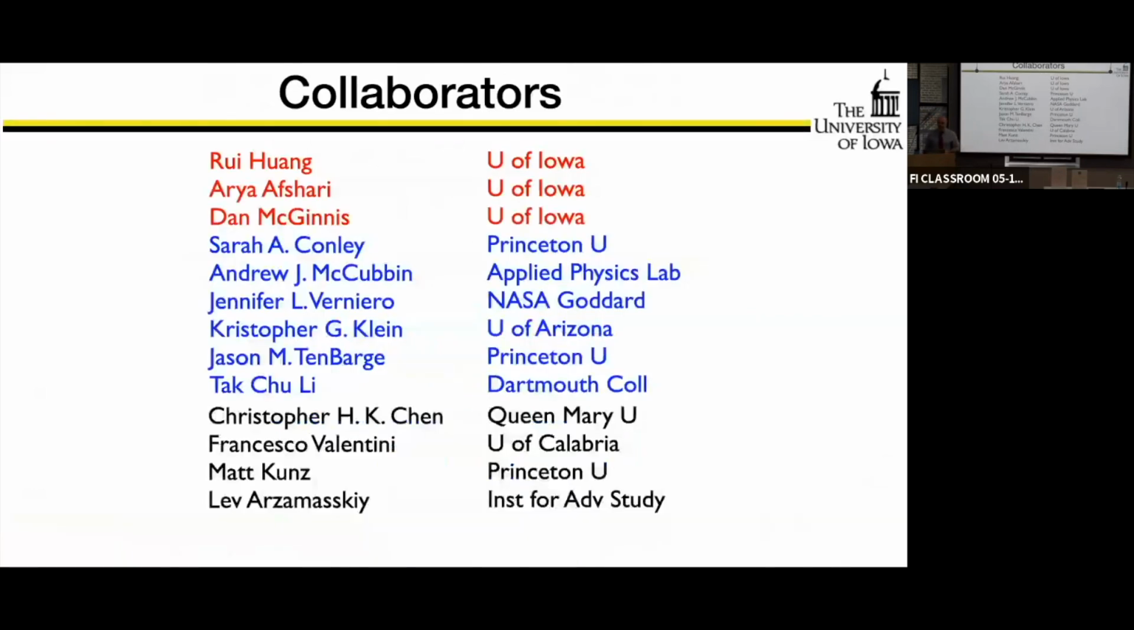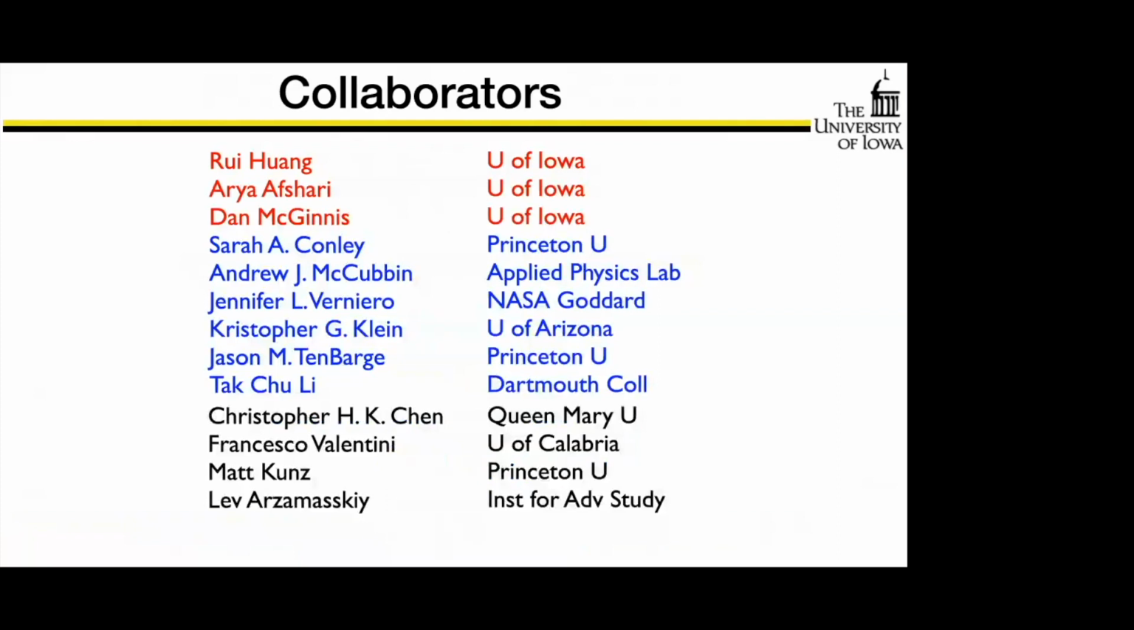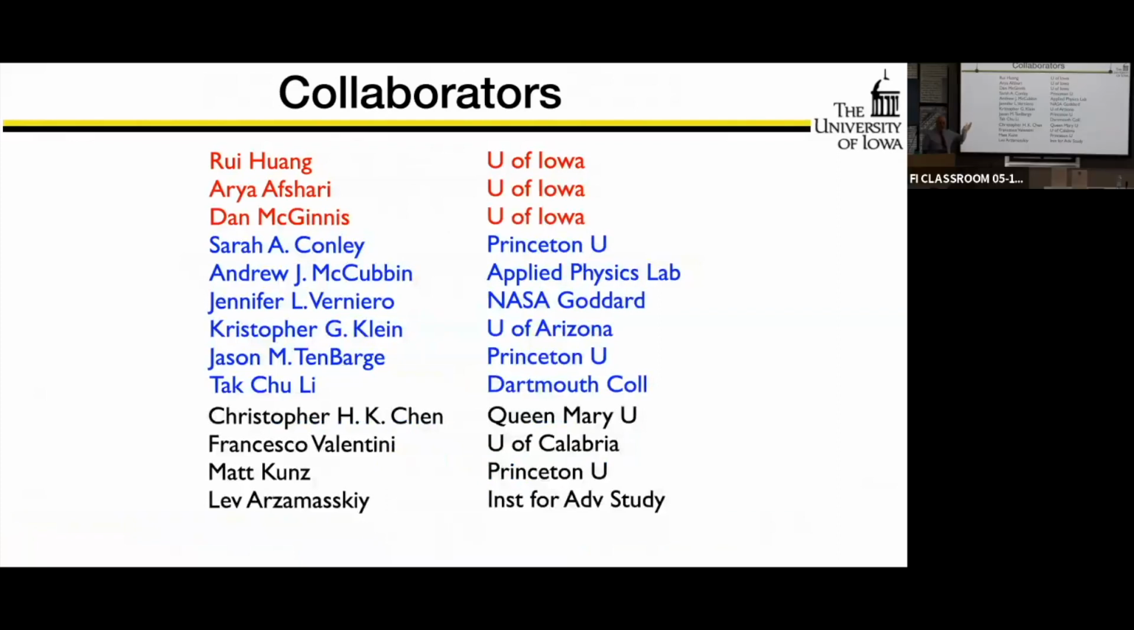I've got many collaborators, many more than this, but these are the ones that have worked primarily on the work associated here. The ones in red are the people in my research group currently. Ones in blue are former members of my research group, and others in black are colleagues at other institutions.